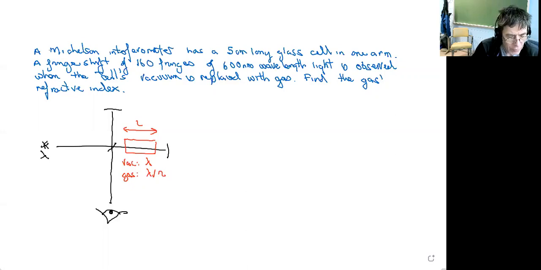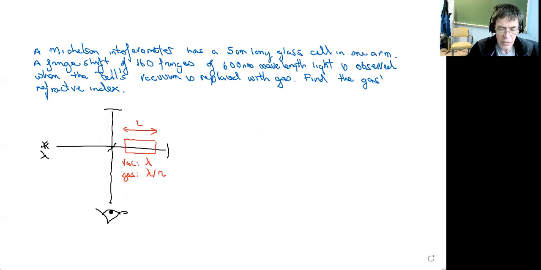I wanted to work through an example that involves a Michelson interferometer and its interference pattern. If you recall, the interference pattern comes from splitting light into two paths, then recombining the light from the two paths, and the constructive and destructive interference of the light from the two paths creates a pattern of bright fringes and dark fringes in the Michelson interferometer.